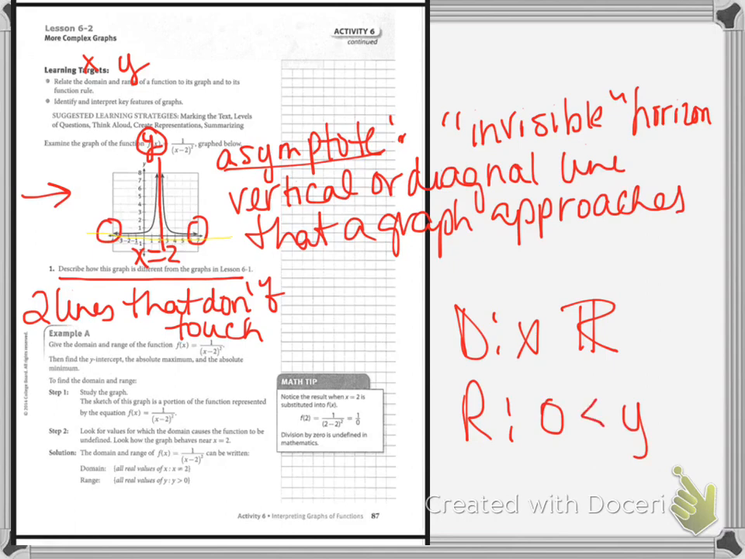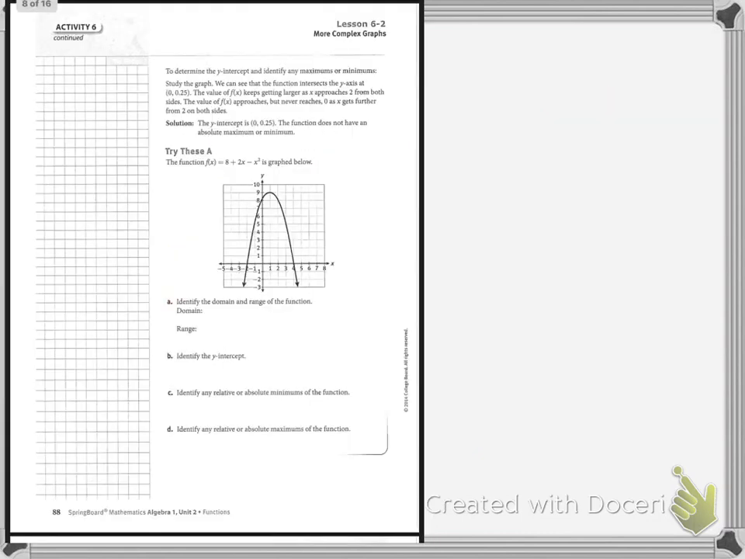Now this is almost exactly right, with the exception of the domain. Look, I put all real numbers, but what did we say about this asymptote? So all real numbers, comma, x cannot be 2. So you have to make sure that you keep that in mind when we have an asymptote.